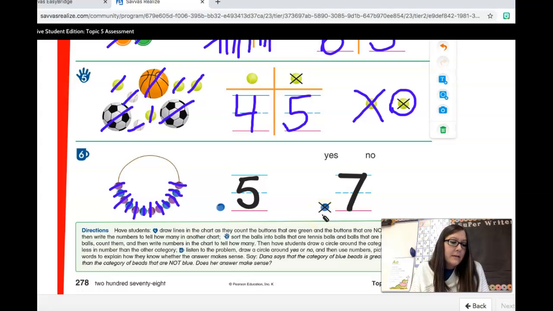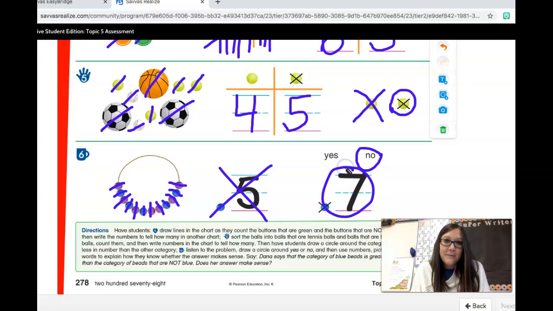But she says that the category of blue is greater than the not blue. Is that true? Is 5 greater than 7? Yes or no? What do you think? No. 5 is not greater than 7. 5 is less than 7. Let's go ahead and show that. 5 is less than 7. Perfect. All right.